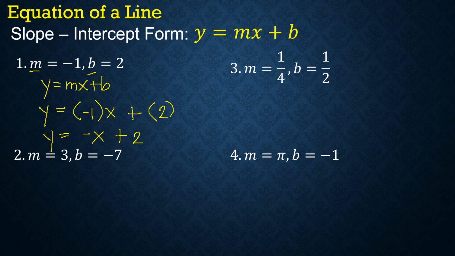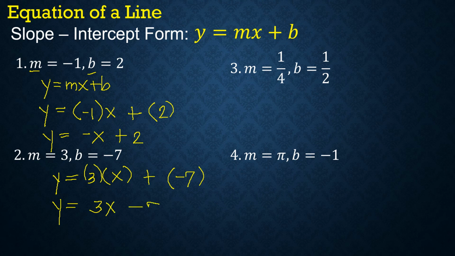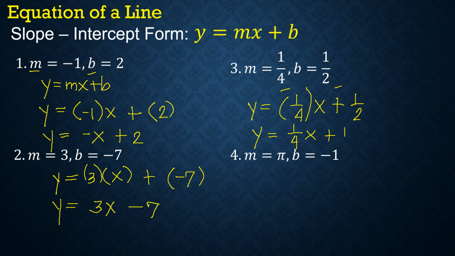So the answer is y equal to -x plus 2. So we have the next. Slope is equal to 3 and b is equal to -7. So we can have y equal to 3 times x plus -7. So y is equal to 3x plus -7, which is 3x - 7. Number 3, the slope is 1/4 and b is 1/2. So we have y equal to, okay, change m into 1/4. So multiply that to x plus 1/2. So y is equal to 1/4 times x is 1/4 x plus 1/2.